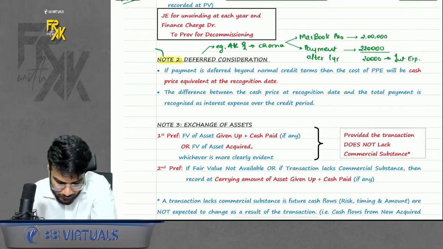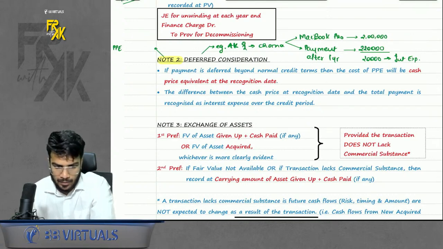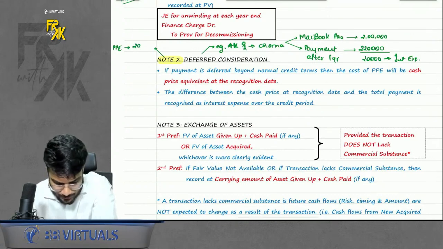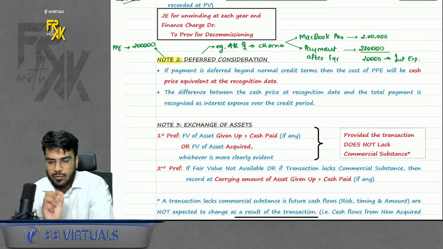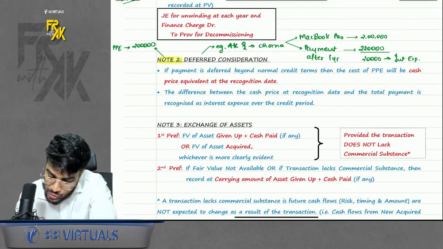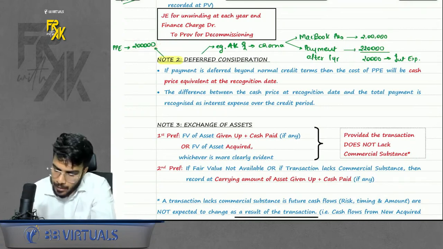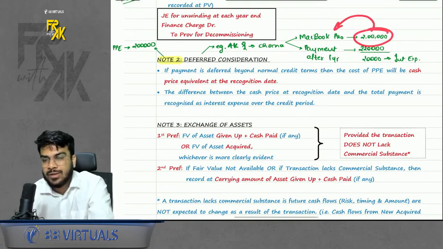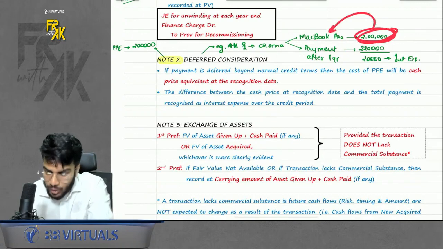Now the question that arises here is, at what value will I record my PPE? Will I record it at 2 lakhs, or will I record it at 2,20,000? What the standard says is, ideally you might feel that we should record at 2,20,000, but no, you will record at 2 lakhs only. Why? Out of this 2,20,000, only 2 lakh is the amount which you are paying for the asset. Perfect answer, Supraja.